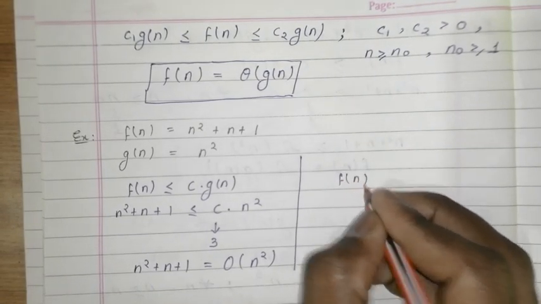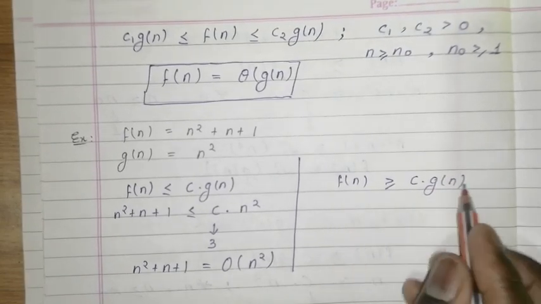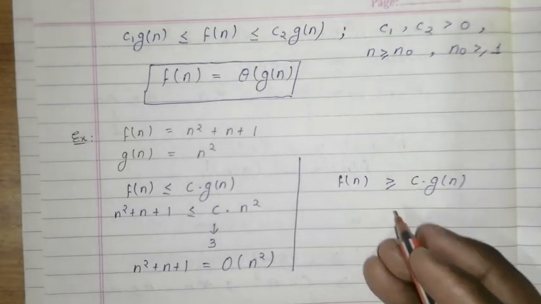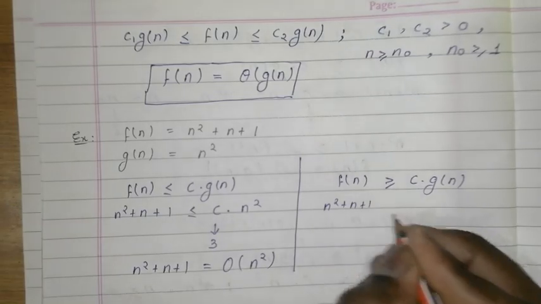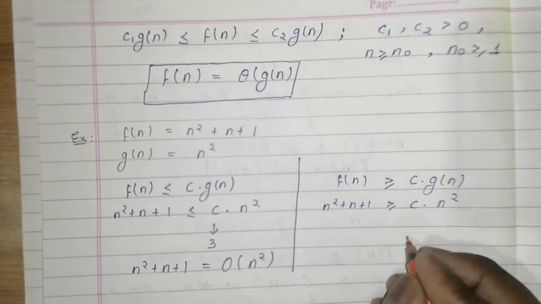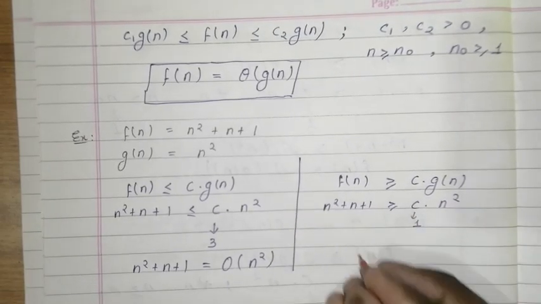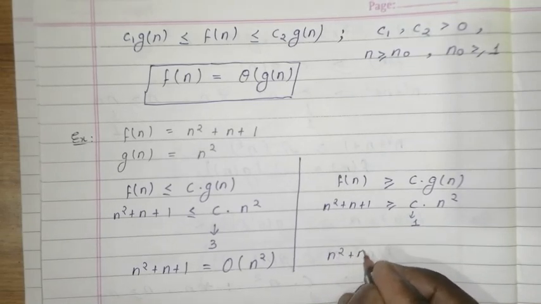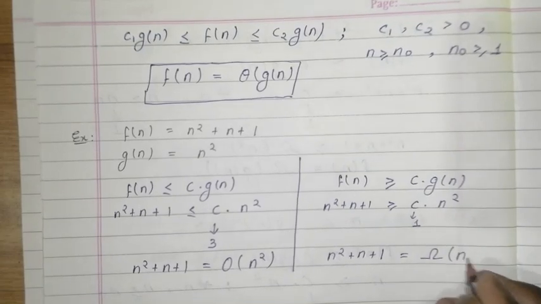And f(n) is greater than or equal to c into g(n). This is an inequality of what? Omega notation. Okay, so if we put the value of f(n), n square plus n plus 1 is greater than or equal to c into n square. If we put the value of c as 1, then this inequality is true. So we can say n square plus n plus 1 is equal to omega of n square.